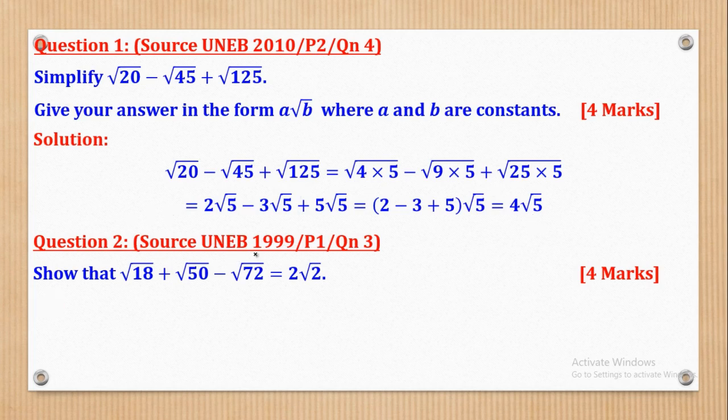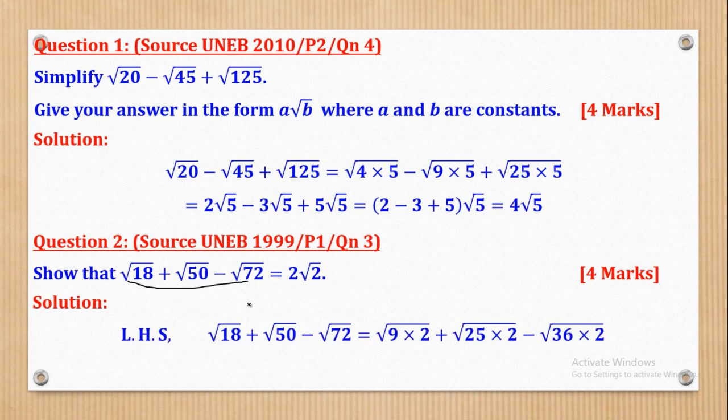Then question 2 came from UNEB 1999, paper 1 question 3, and says show that this is equal to that. So you start from the left hand side. Left hand side is this, so you come and write it here. Then you remember that 18 is the same as 9 times 2, 50 is the same as 25 times 2, 72 is the same as 36 times 2.